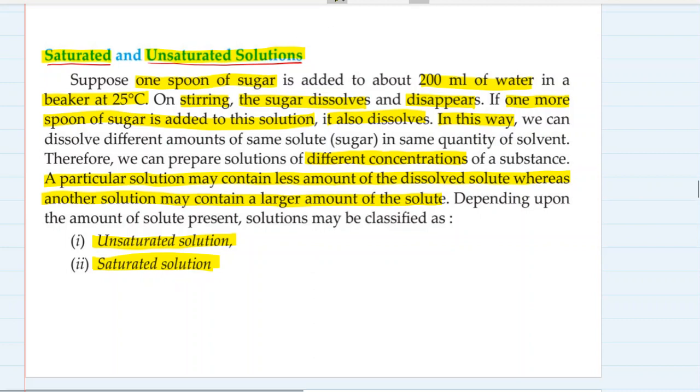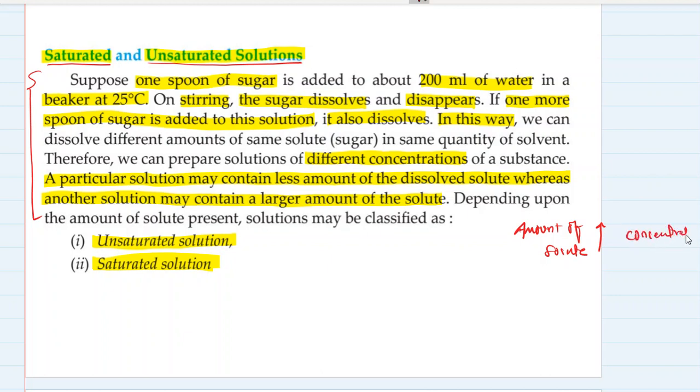Now, this scenario which we are talking about is very similar to concentrated and dilute solutions. If the amount of solute is more, then the solution is said to be concentrated. And if the amount of solute is less and the amount of solvent is more, then the solution is said to be dilute. So it is very similar to this concept, but with two new terms: unsaturated and saturated solution.